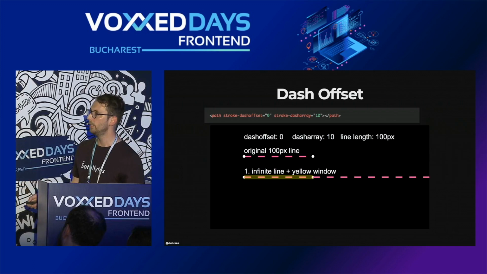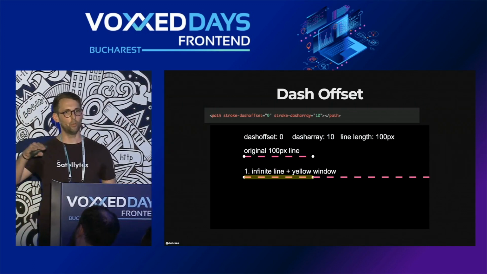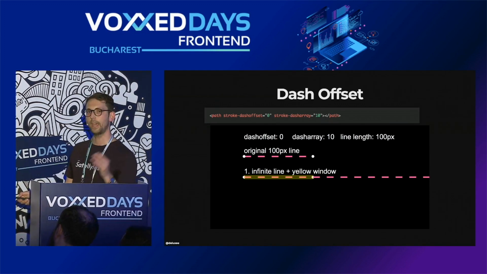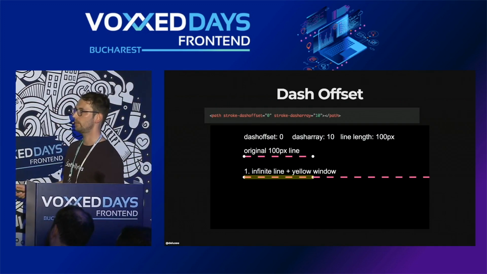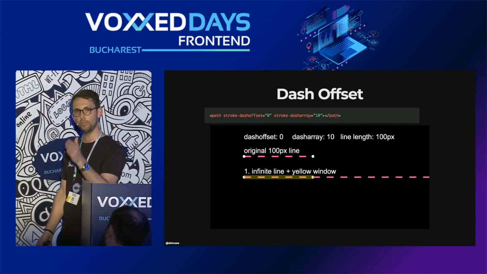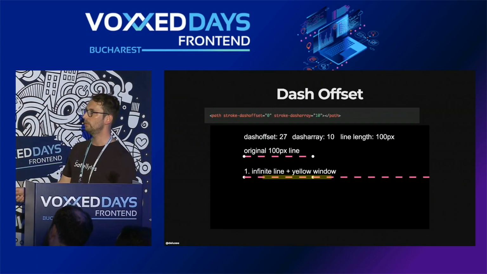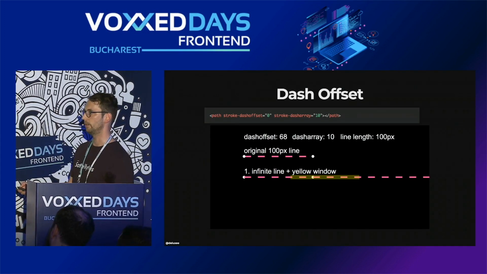If you imagine that line infinitely longer, it would look like so: 10 pixel segment, 10 gap, 10 pixel segment, and so on. In addition to that infinite line, I let a yellow window float over it. And the yellow window is getting pushed by the dash offset. It's currently set to 0. Now I'm going to change that offset with JavaScript in small steps, and you see that the window gets pushed further and further the higher the dash offset is.